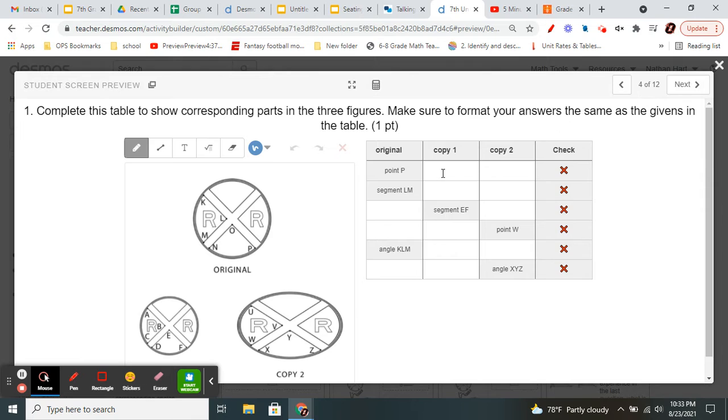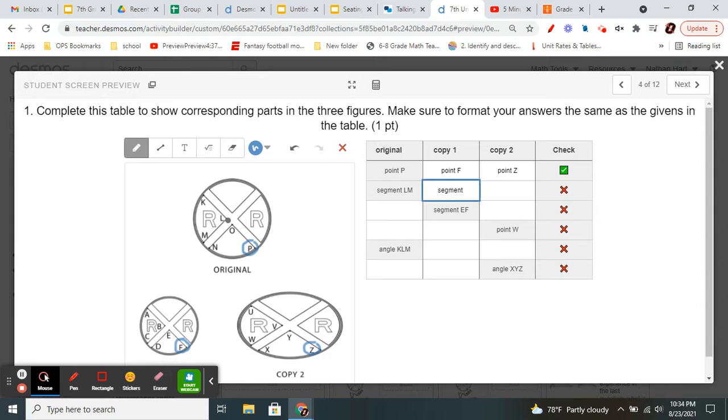Slide 4. So you're just going through and you're matching up each one of these. So point P is right here. So in copy 1, it's going to be point F. And over here, it's going to be point Z. So you're just going to type it. Point F. Point Z. Okay. For segment, make sure you spell it out.